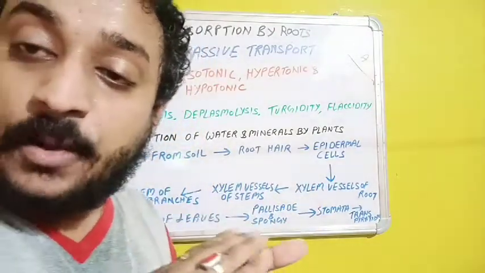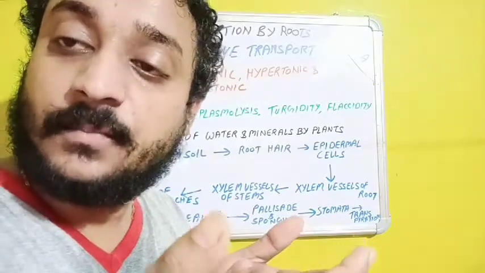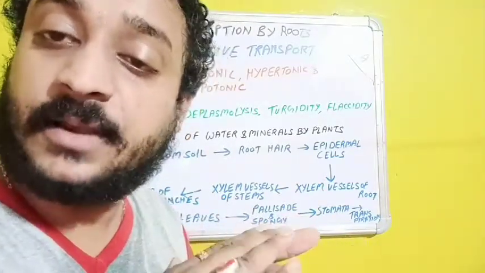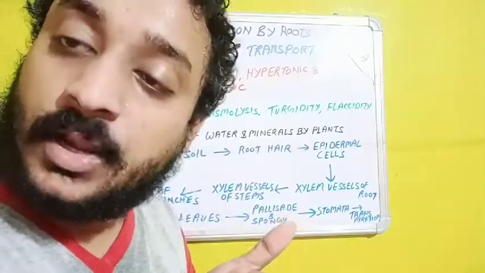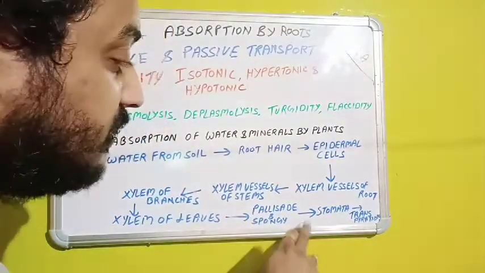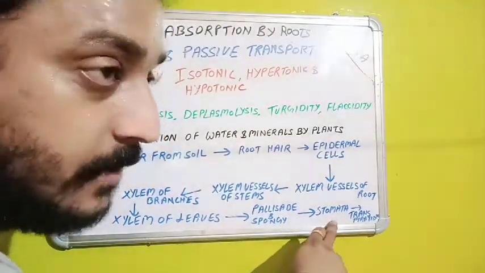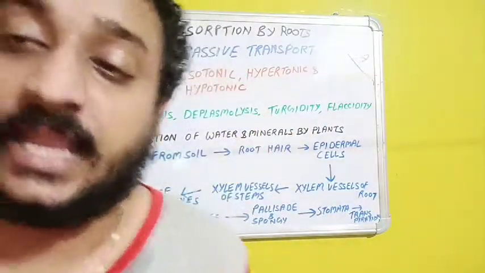Palisade parenchyma is the top layer of the leaf, and spongy parenchyma is the bottom layer of the leaf. So what happens? It will go to the palisade and spongy parenchyma. Then from here it will go to the stomata. Through the stomata, transpiration will take place.